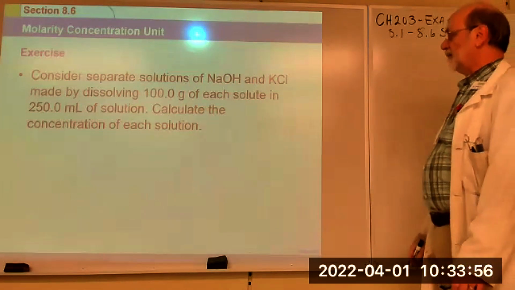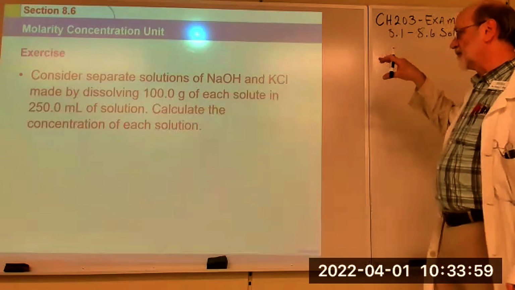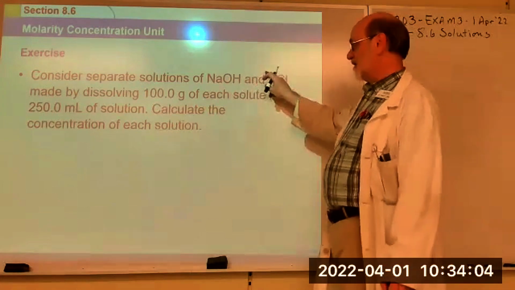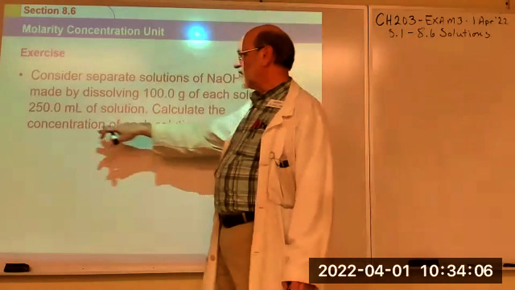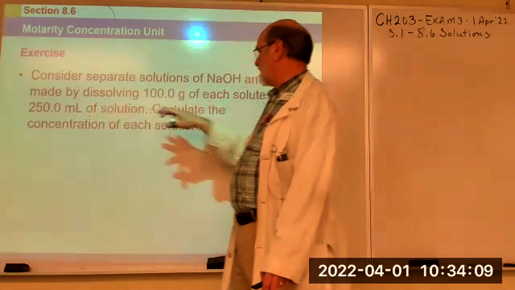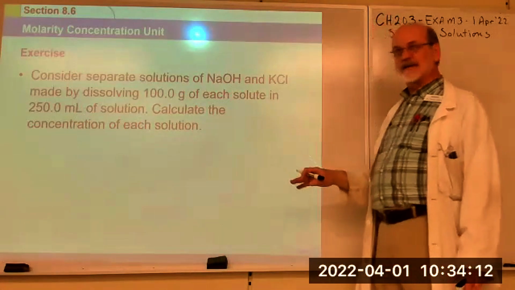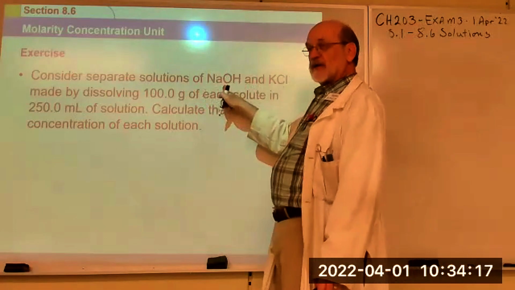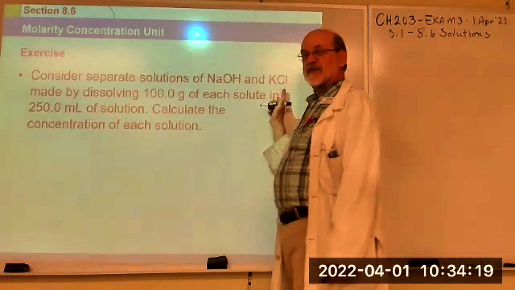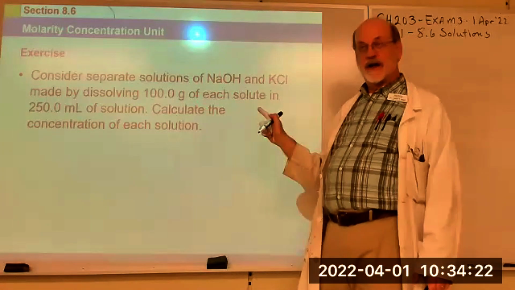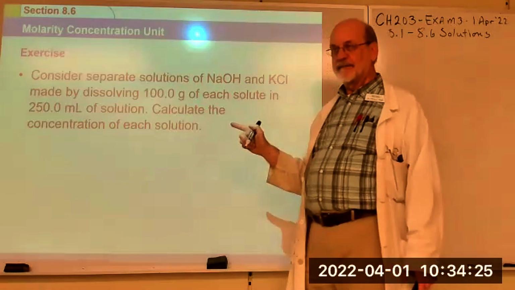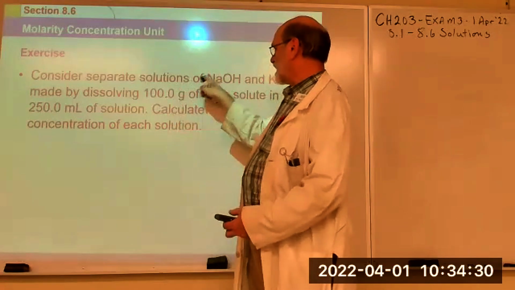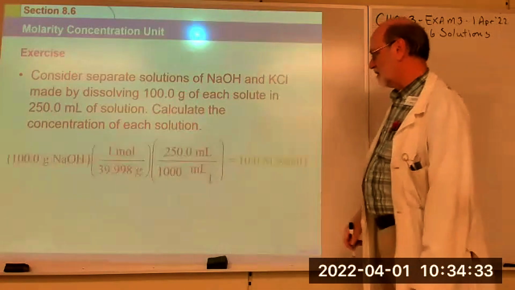Okay, now we will make things complicated. Consider 2 separate solutions, sodium hydroxide and potassium chloride, made by dissolving 100 grams of each in a solution with a final volume of 250 milliliters. What's the concentration of each in molarity? Okay. 100 grams of sodium hydroxide will be a certain number of moles. 100 grams of potassium chloride will be a different number of moles. So you know the molarity is going to be different. It just depends on calculating the number of moles of each.